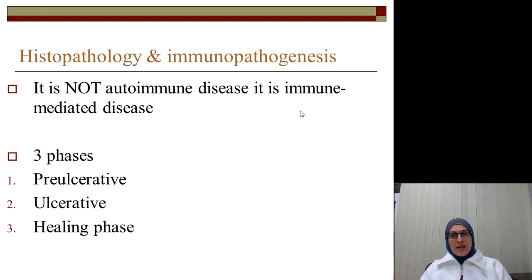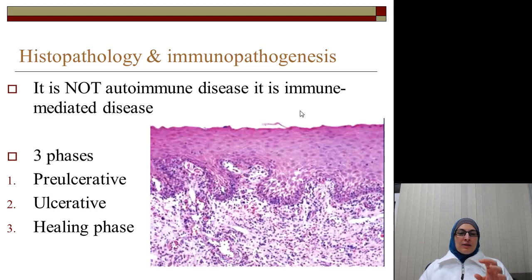So T cells are the key player in the immune mediated condition here, and these inflammatory cells start to aggregate here, producing cytokines, activating other inflammatory cells, and as you can see, the epithelium is still there. So we call this a pre-ulcerative state.